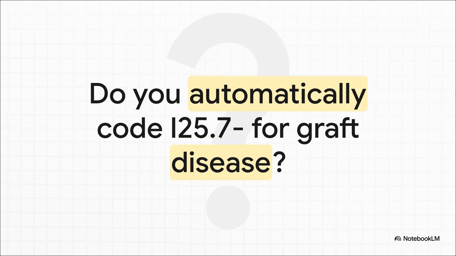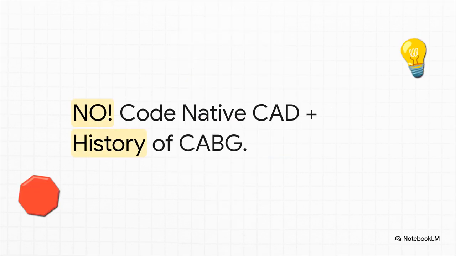Which brings us to a really tricky real-world scenario. Let's say your patient had a CABG surgery 5 years ago. Today they're diagnosed with CAD. Do you automatically jump to that I25.7 graft CAD code just because they have a history of bypass surgery? Think about it for a second. No, absolutely not. This right here is a golden audit rule. Just because they have a past CABG does not mean the current disease is in the graft.